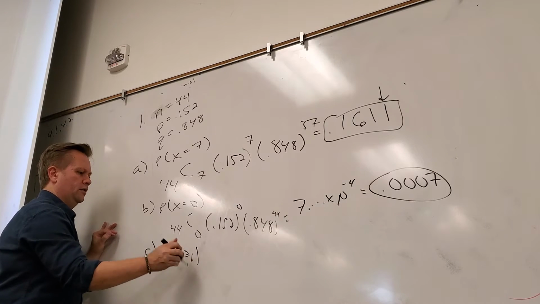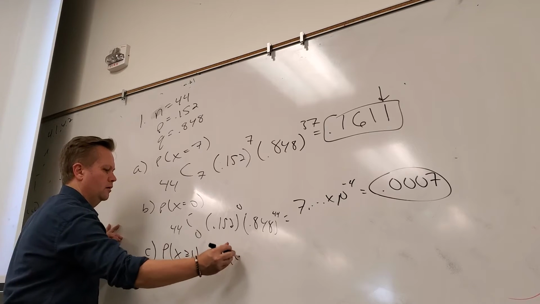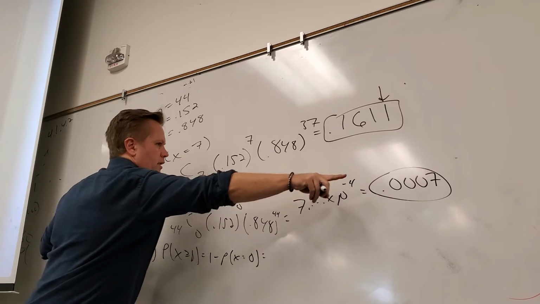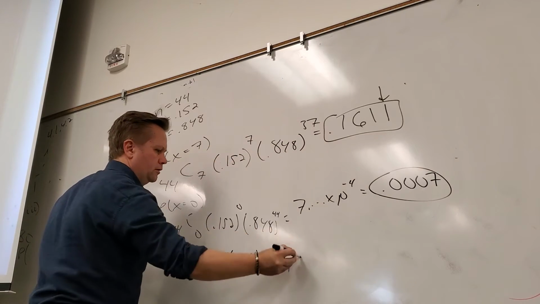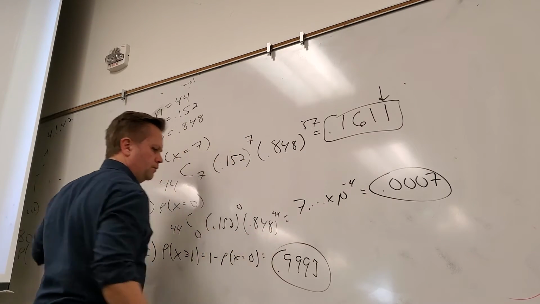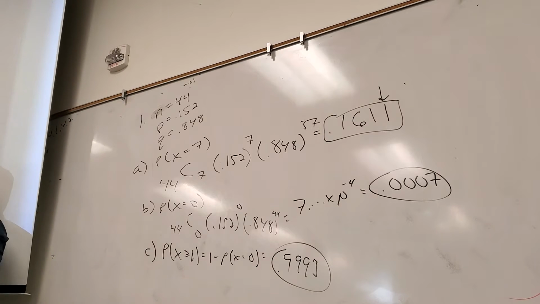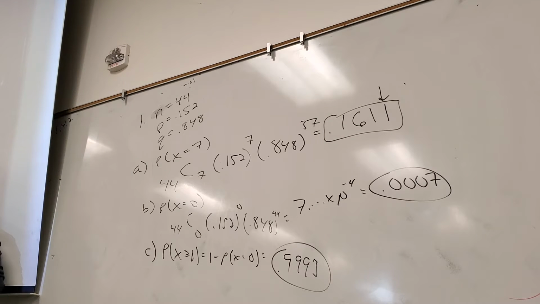And then part C is a very familiar thing, hopefully. At least 1 is 1 minus none. And then 1 minus that is 0.9993. It's got to make sense. It's the opposite. Almost 100% chance you'll find somebody who smokes in a group of 44. Maybe.